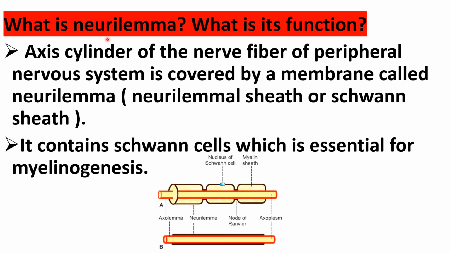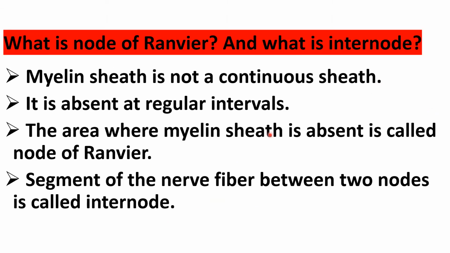Then what is the neurilemma and what is its function? So the axis cylinder of the nerve fiber of the peripheral nervous system is covered by a membrane known as neurilemma, neurilemmal sheath or Schwann sheath. It contains the Schwann cell which is essential for myelogenesis. Then what is the node of Ranvier and what is the internode? So myelin sheath is not a continuous sheath but is absent at regular intervals. The area where the myelin sheath is absent is known as node of Ranvier, and the segment of the nerve fiber between two nodes is known as internode.